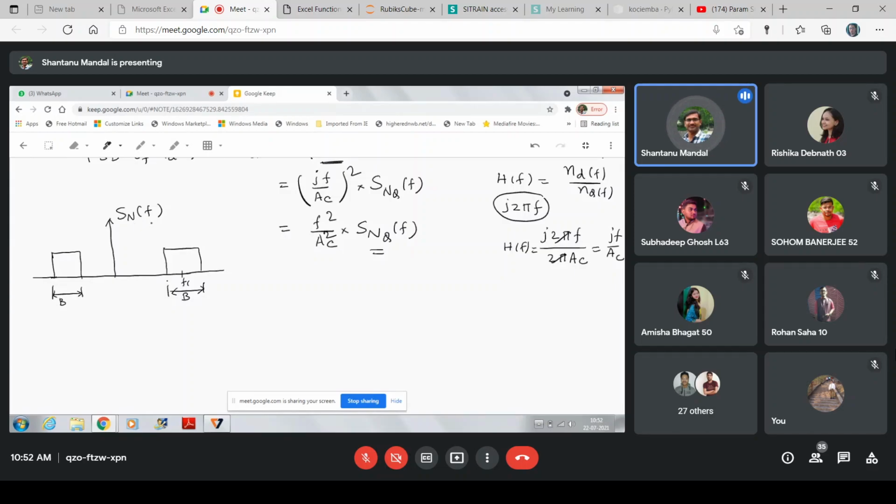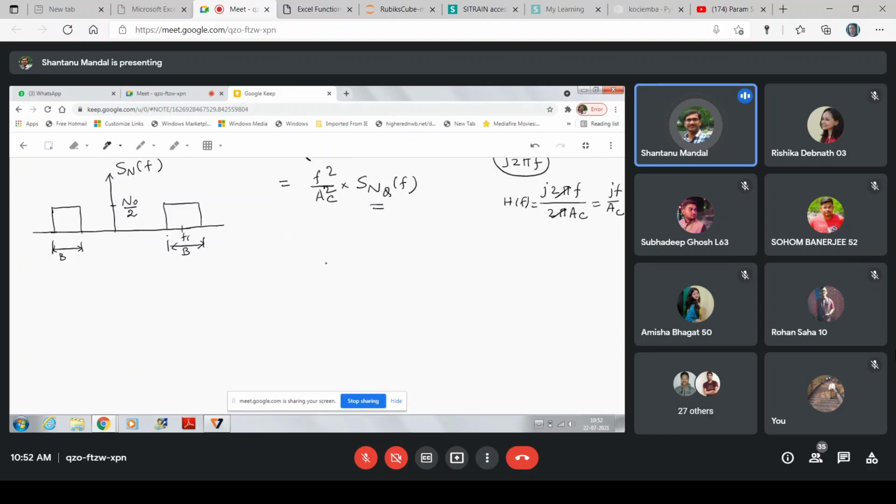Noise contains two parts, that is, one is the quadrature component, and here actually this is N0 by 2. That is the power spectral density of the white noise. Already you know that the power spectral density of white noise is N0 by 2. This is a fixed value. Now, our requirement here is the quadrature component.